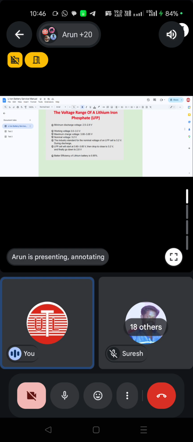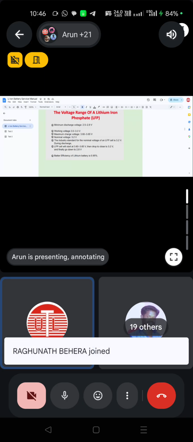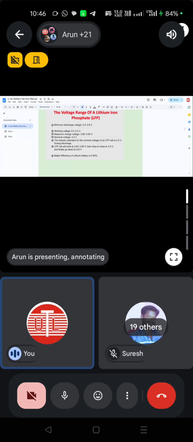Life cycle is one charging and one discharging. One complete charge means a battery cell goes to 3.65 volt, and during the discharge it will reach 2.5 to 2.8 volt. That is called one cycle. If a cell completes this cycle, then we can say one cycle, and the number is 3500 cycles.